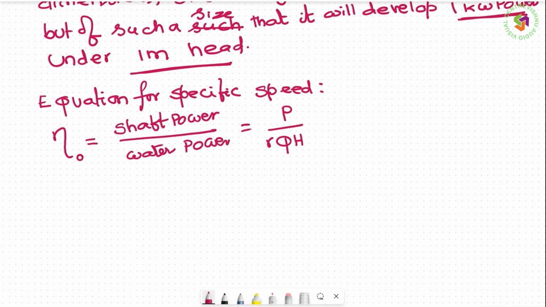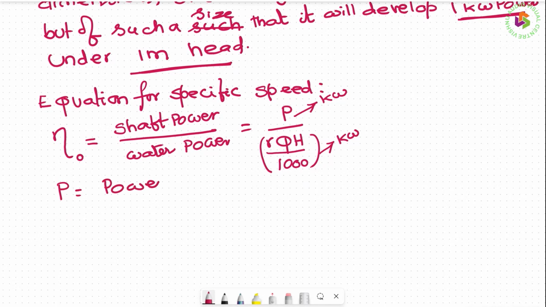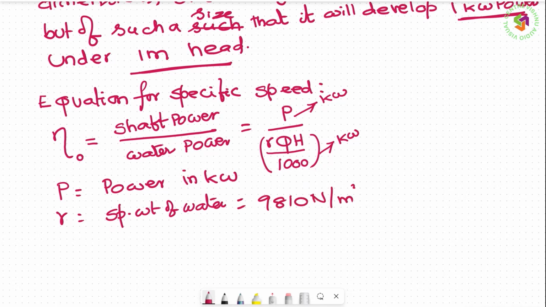Normally in this particular derivation, as we have to write P in kilowatts, gamma QH also should be in kilowatts. So that's why I am putting this 1000. Gamma QH given in watts divided by 1000 gives you kilowatts. So both should be that. The basic condition here is that the power developed is 1 kilowatt. That's why I have written that. Therefore, P is the power in kilowatts, gamma is the specific weight of water, which is equal to 9810 Newton per meter cube, and Q is the discharge in meter cube per second.